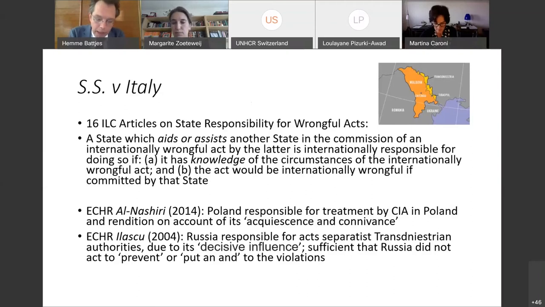Furthermore, I think the acceptance of extraterritorial jurisdiction over acts on the high seas is also progress. So in that sense, the appraisal is positive.